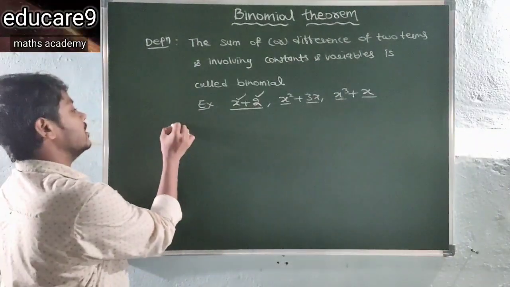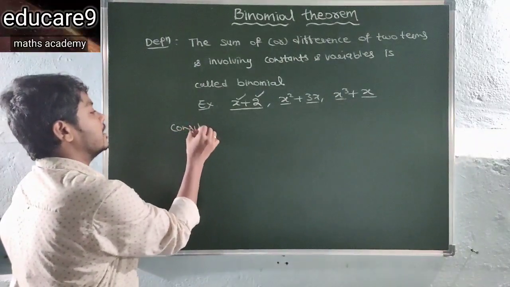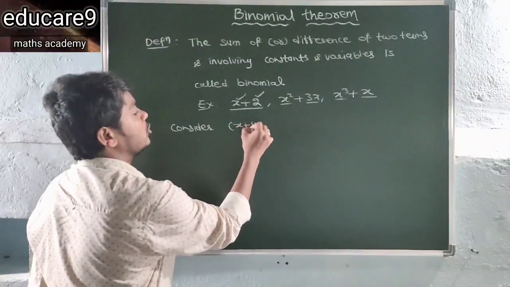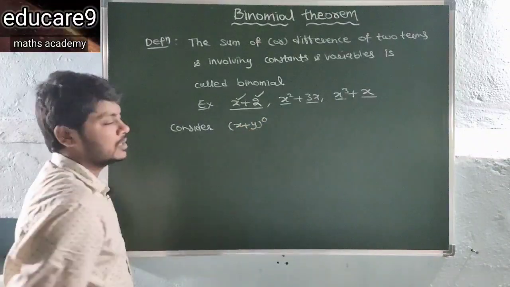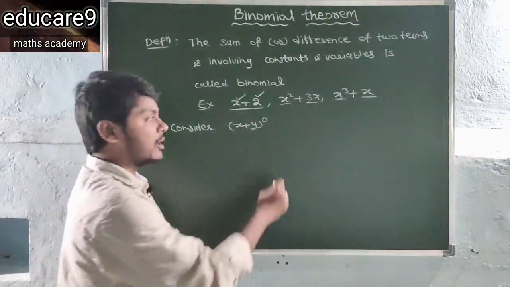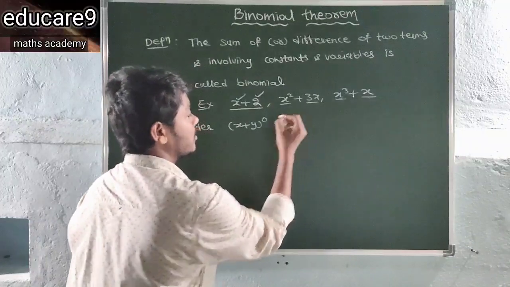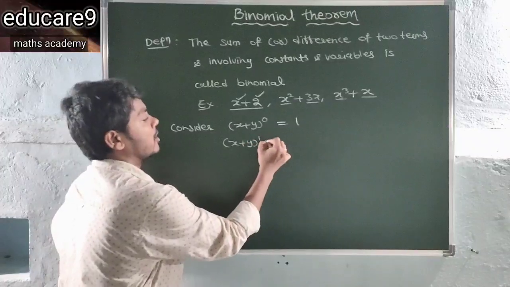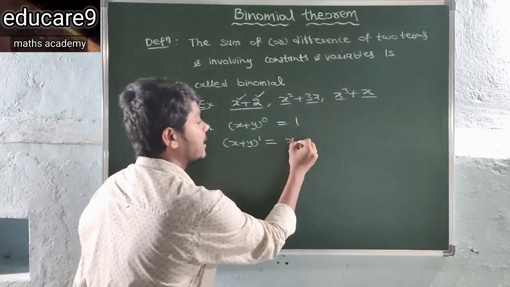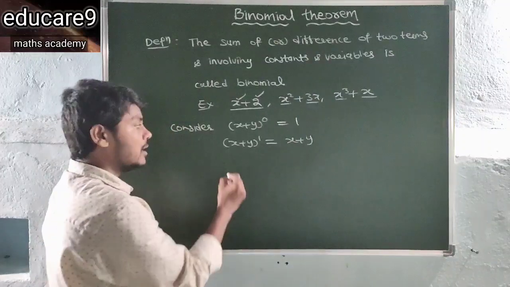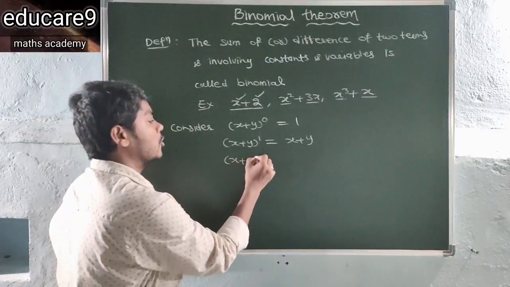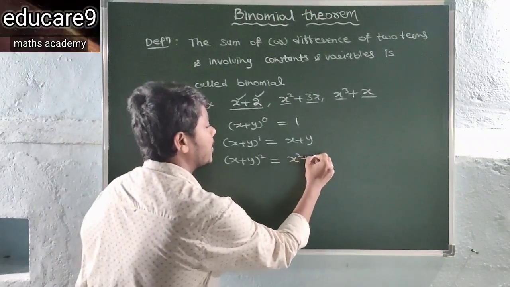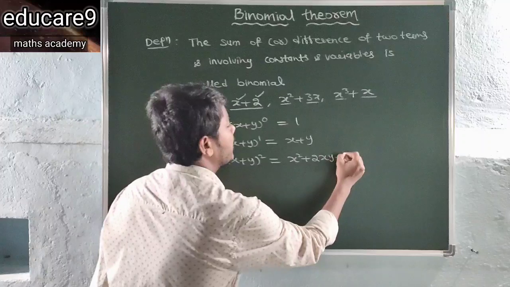So here, consider x plus y whole to the power of 0. You know that x plus y whole to the power of 0 has value 1. Then x plus y whole to the power of 1 is x plus y. And x plus y whole square is x square plus 2xy plus y square.